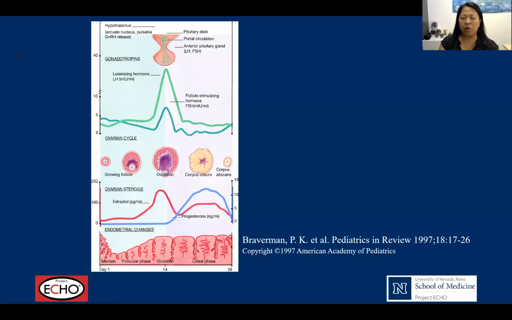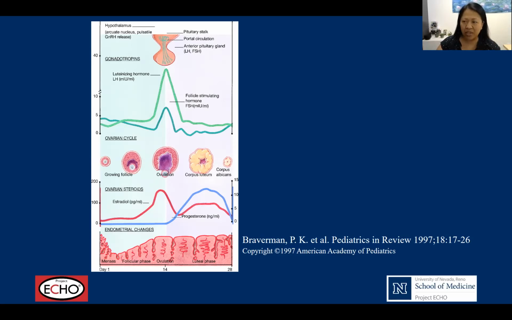From the standpoint of problem solving, when a patient presents to you, really knowing the fundamentals of physiology, what needs to happen for a period to occur, is really helpful, because then you can identify where the problem is. And most people don't realize that there are a lot of things that have to happen in sequence in order for a period to happen.